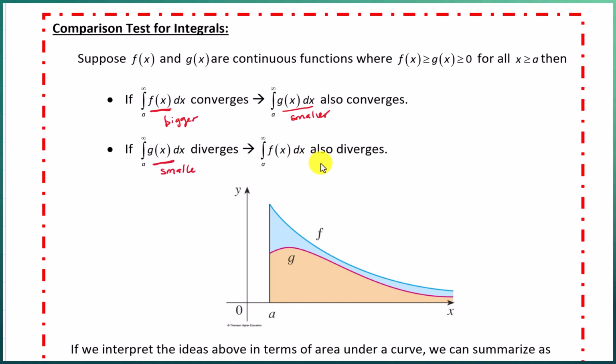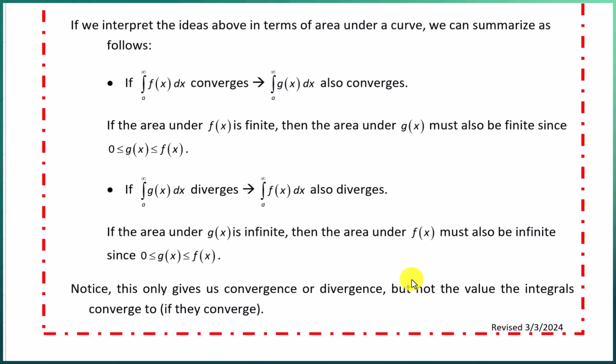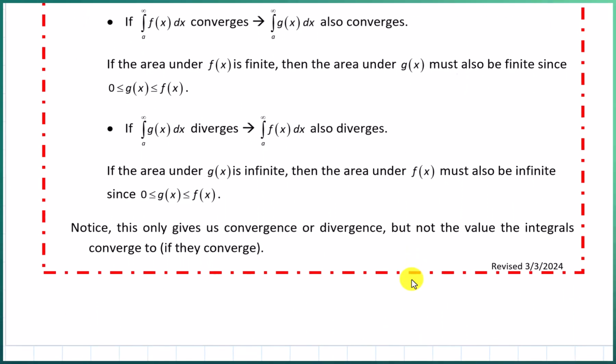If that is approaching infinity, again, thinking of this in terms of area for these positive functions, if this function underneath has trapped an infinite amount of area from itself to the x-axis, then any function larger than that must also be trapping an infinite amount of area. So this is the bigger function. So again, we can think of those in terms of areas. If we interpret the ideas above in terms of area, we can summarize it in this way.